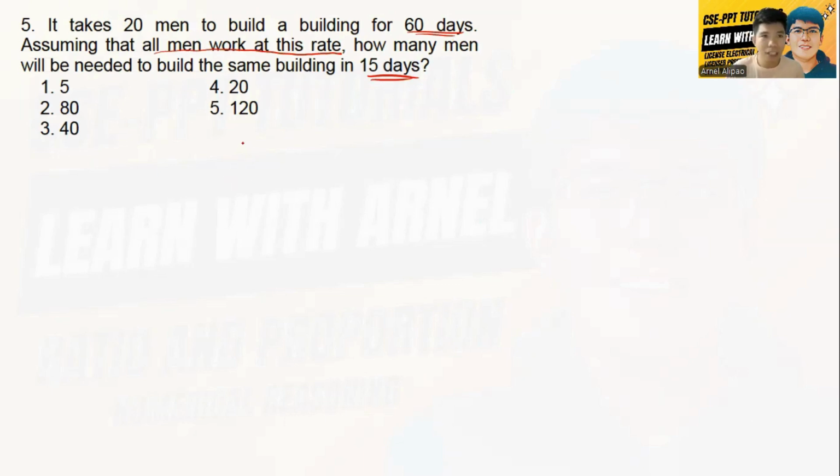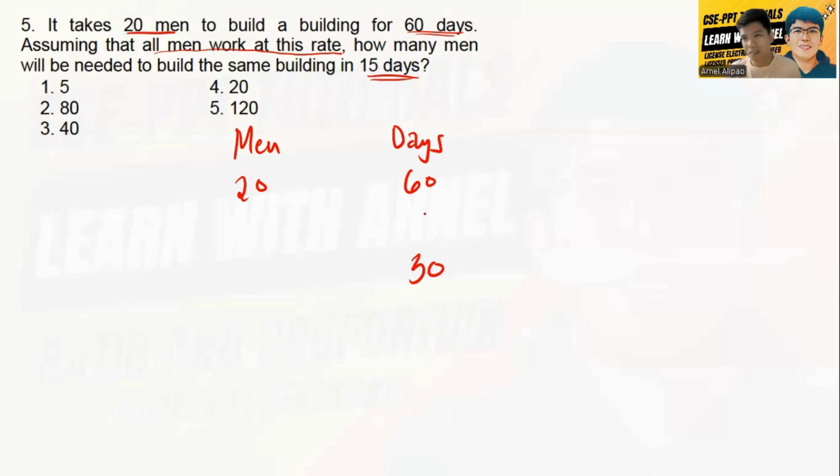So let's have a ratio here. We have the men, and then we have here the number of days. So in our reference, we have 20 men, and they can do the work in 60 days. So I'm going to ask you, what if we make it 30 days? What are we going to do with our men? Here, from 60, what are we going to do to make this 60 down to 30? Of course, it's not going to be subtraction, 60 minus 30. No, it has to be 60 divided by 2.